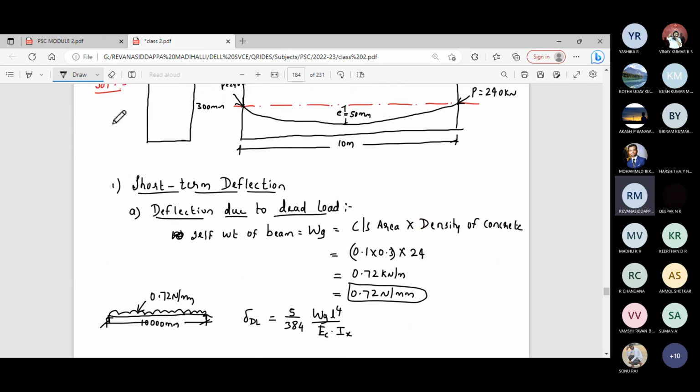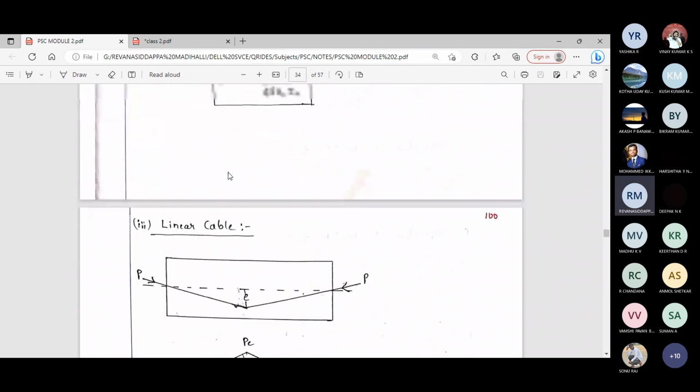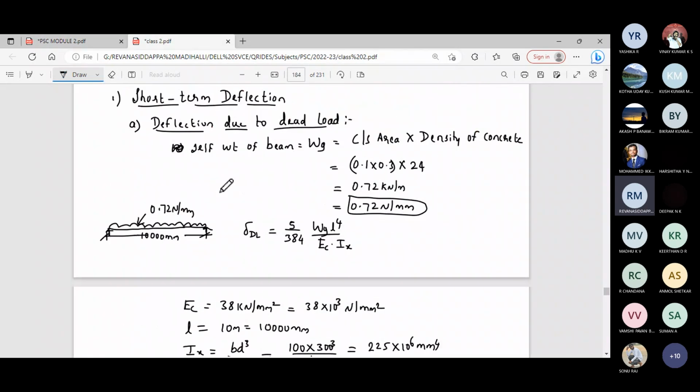Okay, I'll go to the theory part. If it is a parabolic cable with zero eccentricity at the support and some eccentricity at the midspan, this is the nature of the bending moment diagram. Correct? Zero bending moment at the support and PE is the bending moment at the midspan. I'll write the same diagram here.